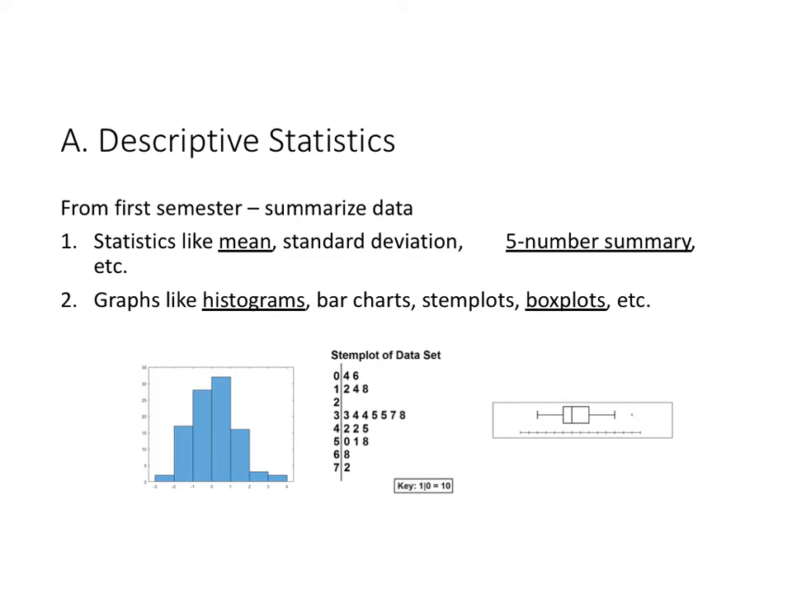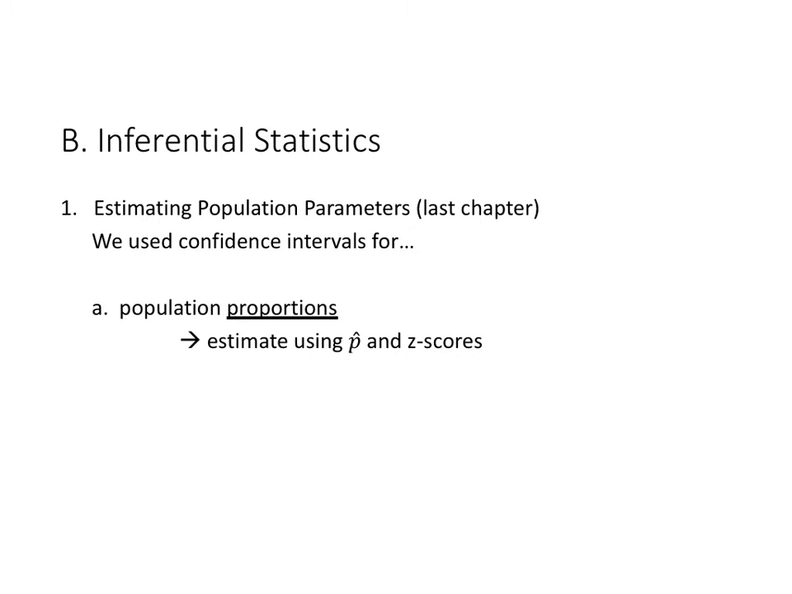Just want to quickly review. So far we've actually been looking at descriptive statistics. That was something that we spent a lot of time on first semester when we looked at means, standard deviations, 5-number summaries, stuff like that. And then we also made graphs of that information. We looked at various types of visual displays that you could use, and you can see a couple of those below. But then we started to switch over to something called inferential statistics.